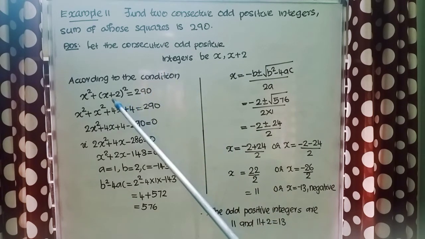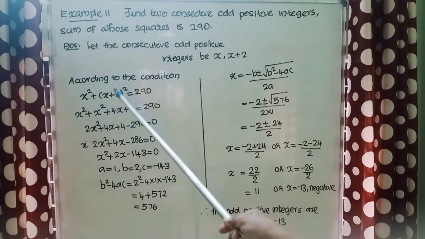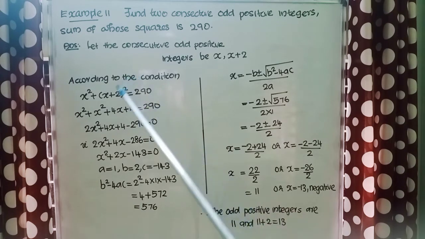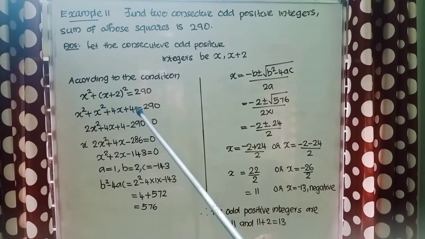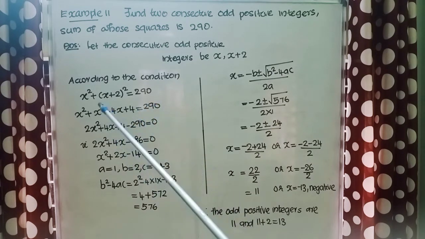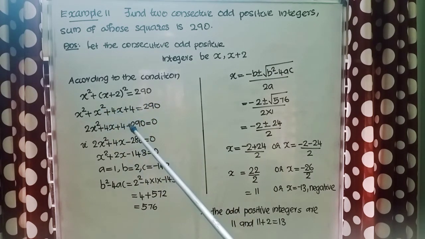According to the condition, x square plus (x plus 2) whole square equal to 290. That is x square plus x square plus 4x plus 4 equal to 290. That is 2x square plus 4x plus 4 minus 290 equal to 0. That is 2x square plus 4x minus 286 equal to 0. Dividing throughout by 2 we get x square plus 2x minus 143 equal to 0.